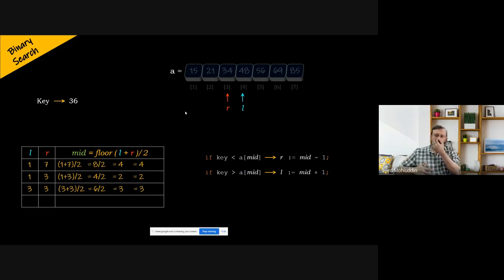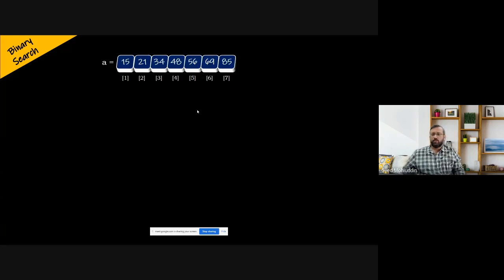So when L becomes greater than index R, that means we have divided the array into half, half, and so on. And when L crosses R, when L is greater than R index, that means we have examined all the elements of the array and the element we are trying to search is not found. So when L crosses R, we say that the element or whatever key we are trying to find is not present in the collection of elements. So this is how binary search works.